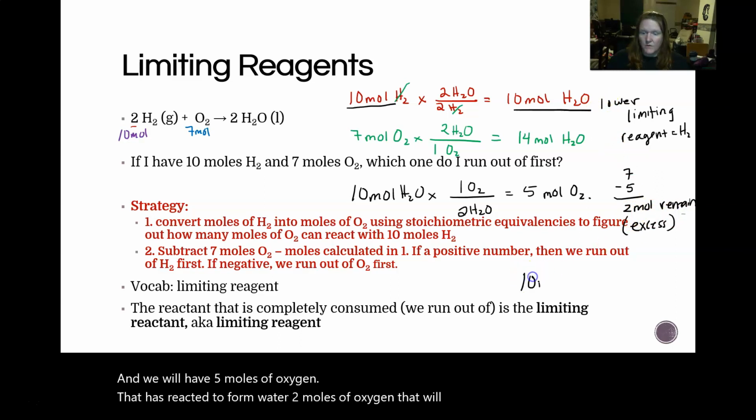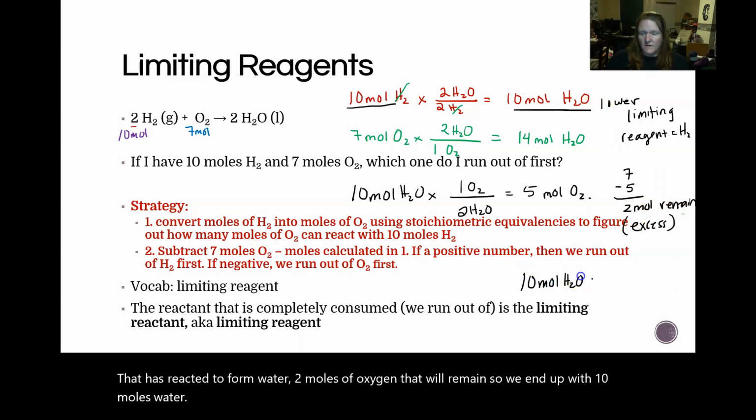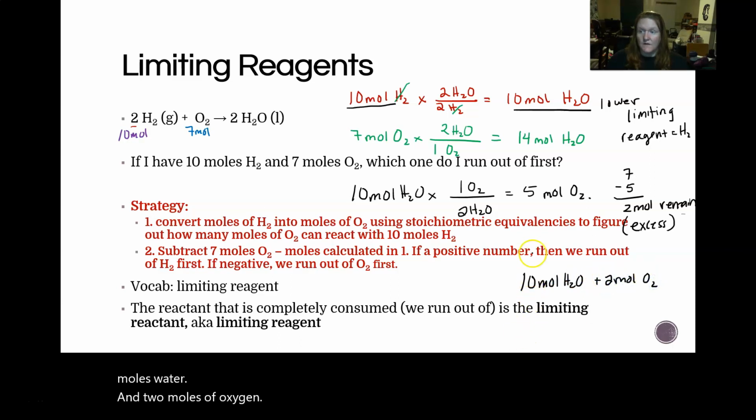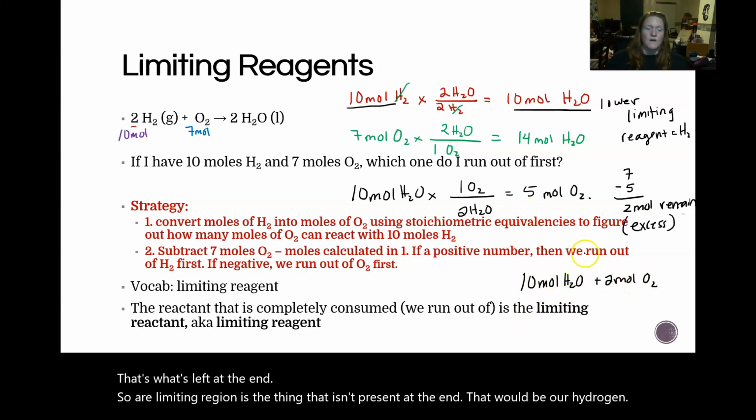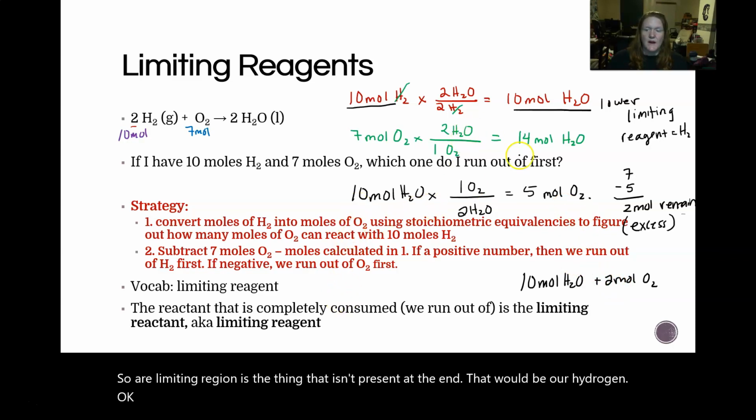So we end up with 10 moles water and 2 moles of oxygen. That's what's left at the end. Okay, so our limiting reagent is the thing that isn't present at the end. That would be our hydrogen. Okay, so it takes a little practice. It's easy when I show you, but it's harder when you're trying to apply it in problems by yourself.